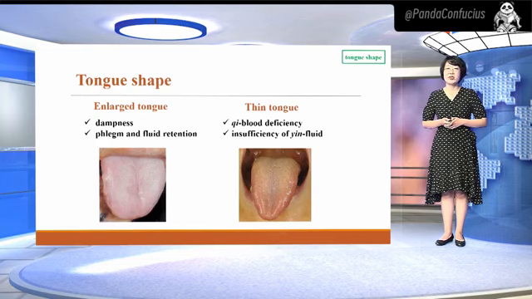Tongue shape, the first pair. The difference between them is significant: enlarged and thin. Enlarged tongue indicates dampness, phlegm, and fluid retention. Thin tongue means qi, blood deficiency, and insufficiency of fluid.